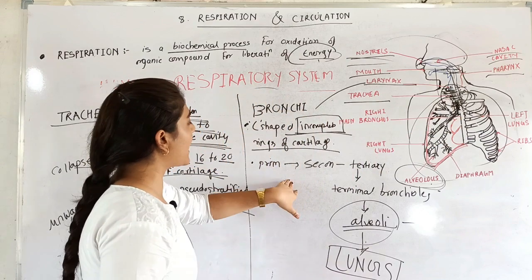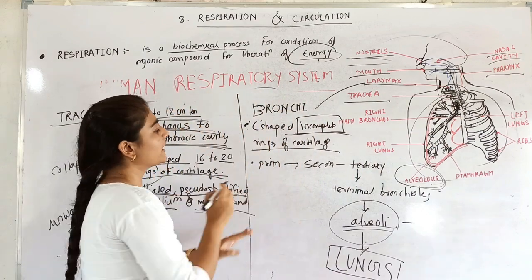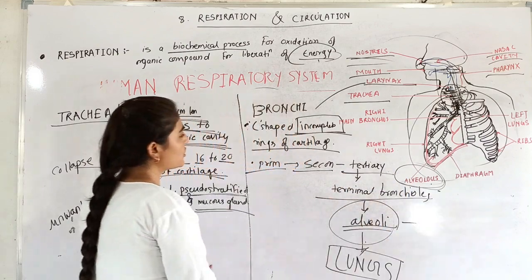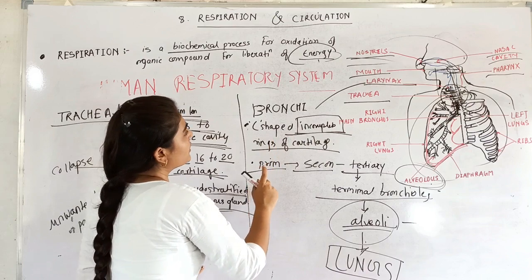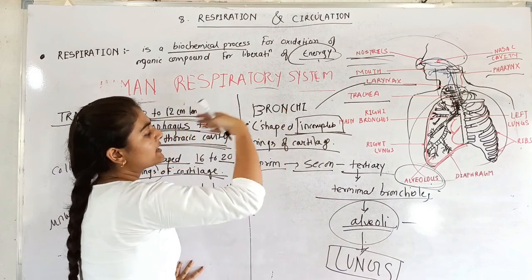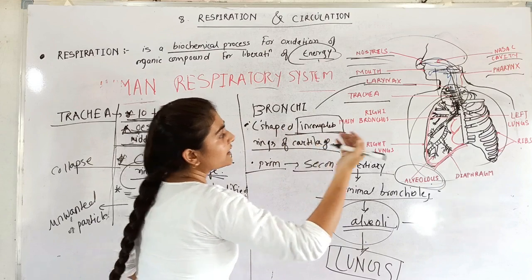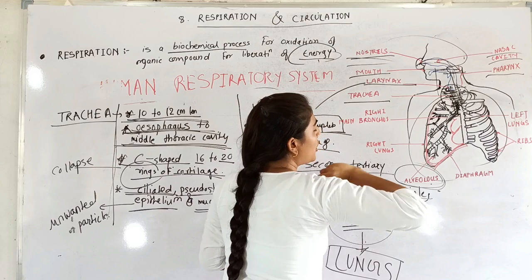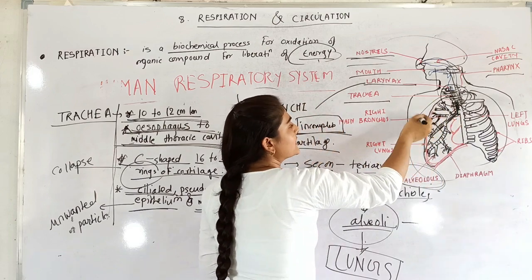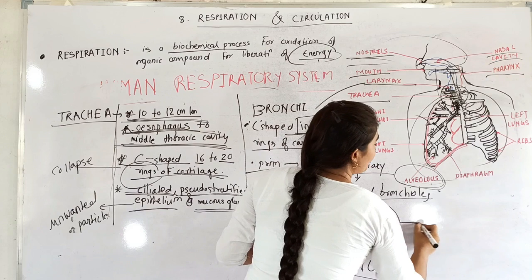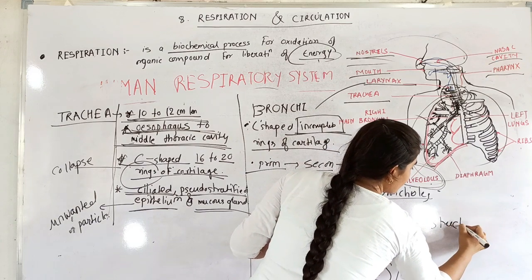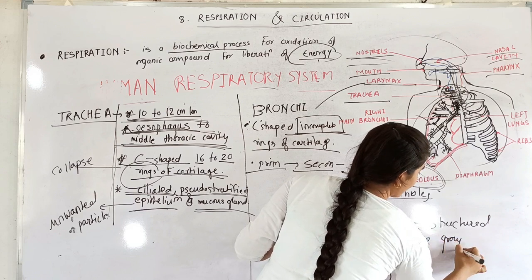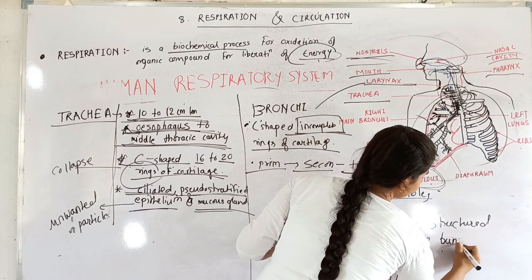Then the bronchi get divided into primary, secondary, tertiary and the terminal bronchioles. The primary bronchi is divided into secondary, secondary divided into tertiary, and then it divides into bronchioles, and then bronchioles get divided into alveoli, which are structured like a bunch of grapes.